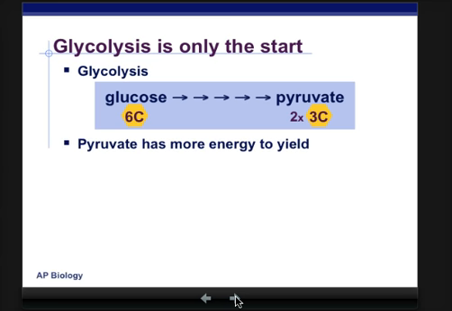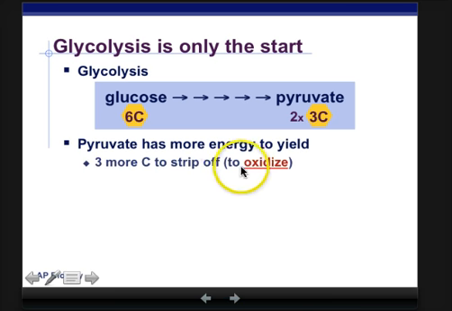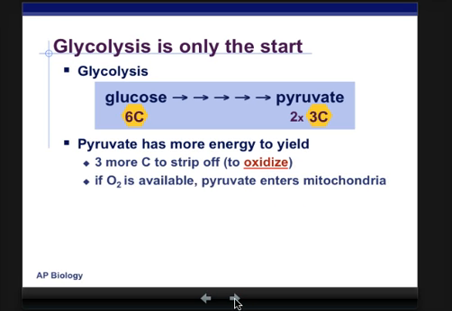So pyruvate still has a lot of energy left in it. It's still got 3 carbons in it with all those bonds, so there's a lot of energy left in those bonds. And we have 3 more carbons to strip off, meaning to oxidize. And as long as oxygen is available, pyruvate will enter the mitochondria.